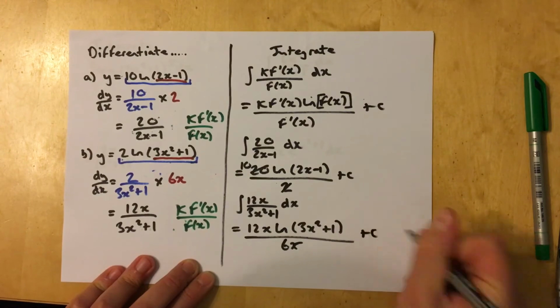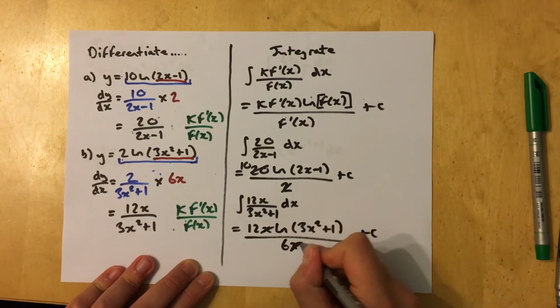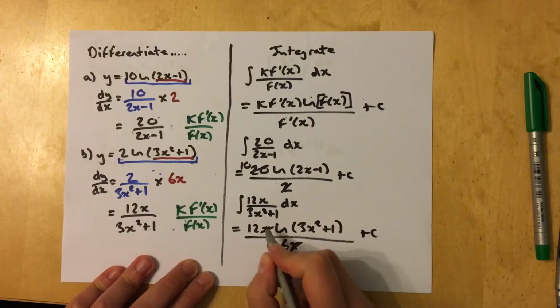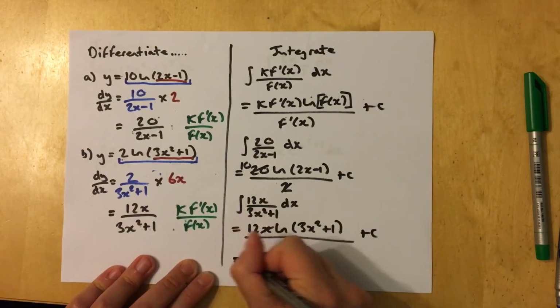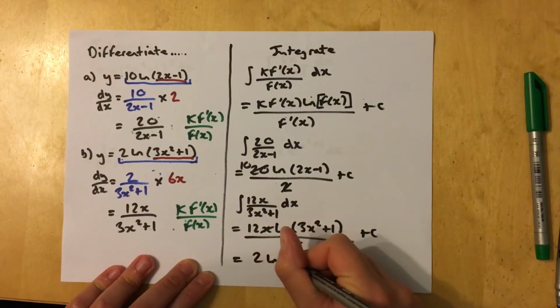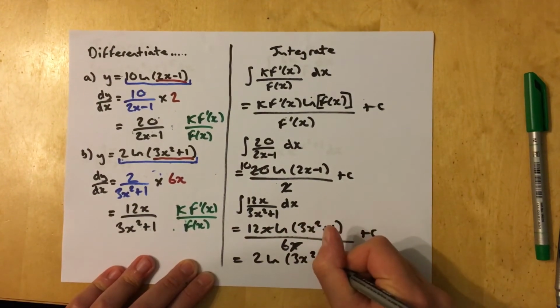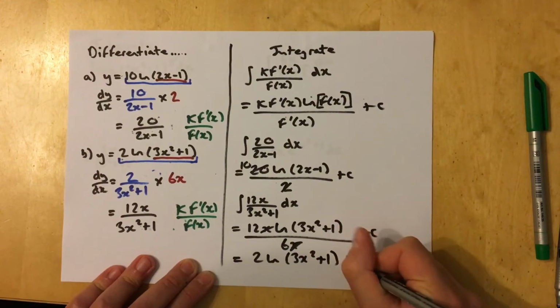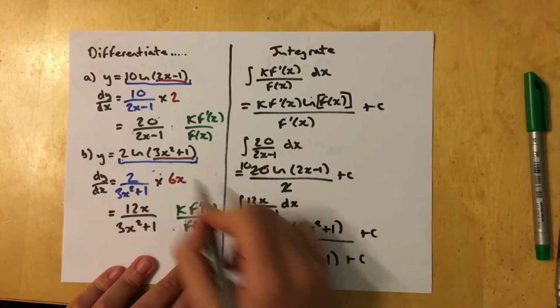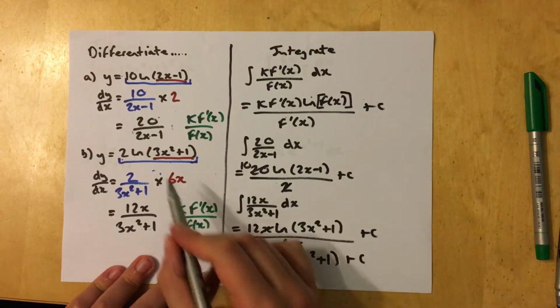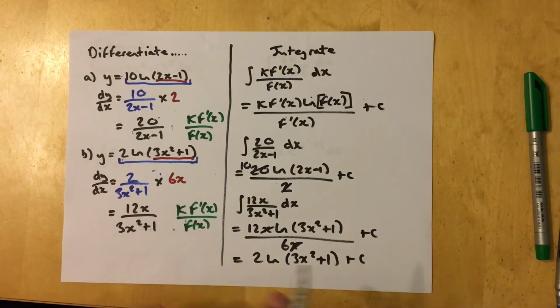Don't forget plus c. The x's cancel, and the 12 divided by 6 is going to give me that 2, isn't it? So I'm going to end up with 2 ln 3x squared plus 1 plus c. And you can see that we've been able to reverse that chain rule.